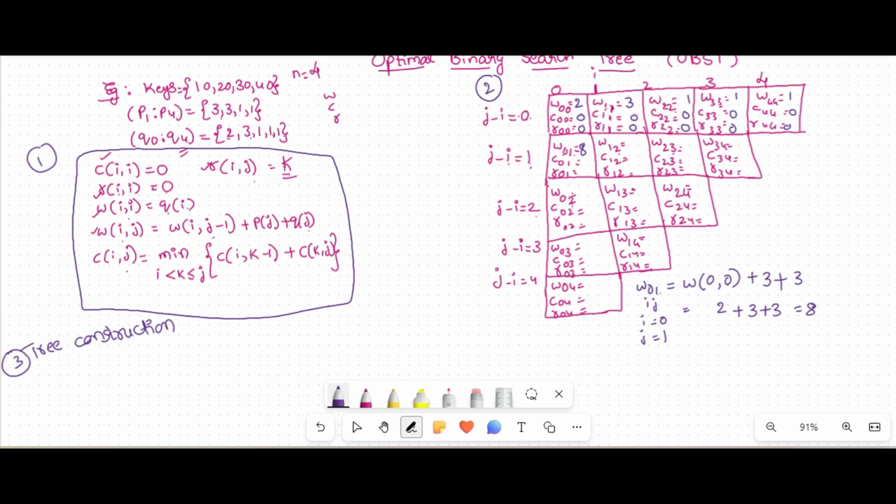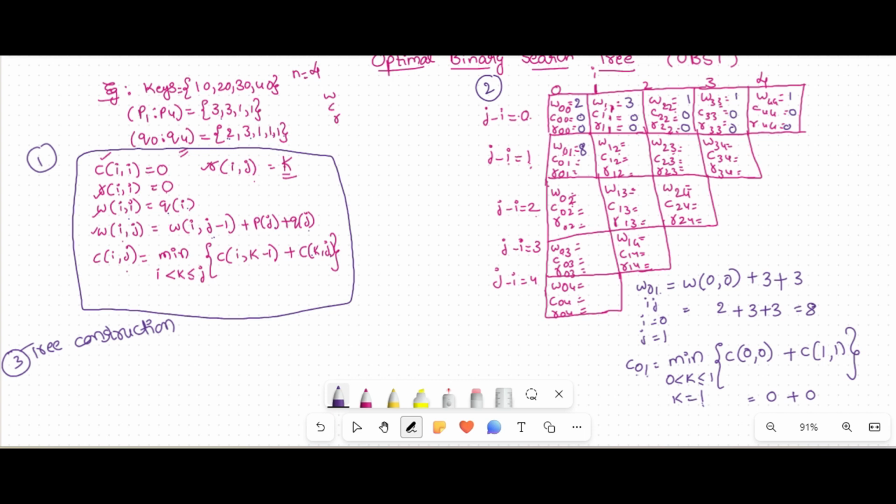So now how to calculate C01? C01 equal to minimum over i less than k less than or equal to j, that is 0 less than k less than or equal to 1. Then what are the possible values for k? k equal to 1 only. So minimum of C of i, k minus 1, that is C of 0, comma, k minus 1. k is 1, 1 minus 1 is 0. C00 plus C of k, j: k is 1, j value is also 1. Here only this, there is no need of writing minimum. So it is C00, already we have calculated in the previous row, 0, plus C11. What is C11? It is also 0.